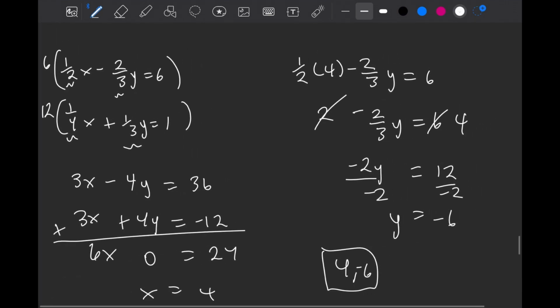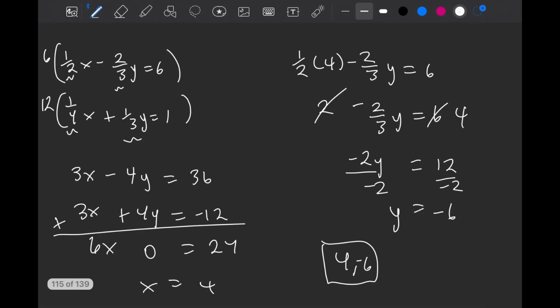So this is the other method of doing this. The first one, which we covered last time, was to solve for a y or an x and substitute. And the other one is to do the elimination.